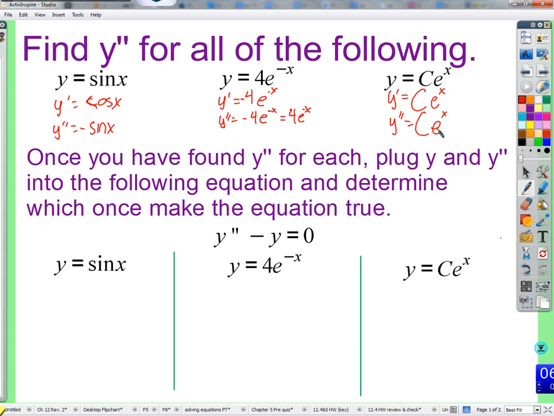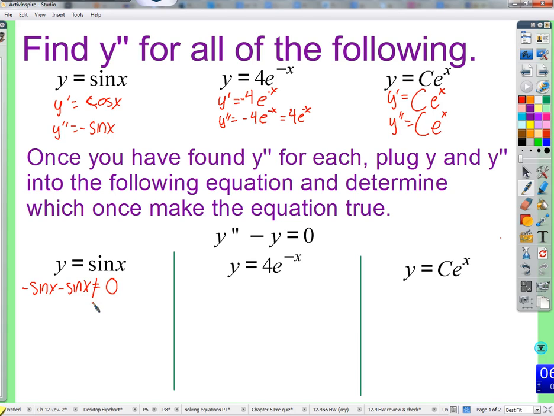Okay, then we plug in y double prime, which we just found, and y, which we were given, and see, does it satisfy the equation? So for y equals sine x, plug in y double prime, which is negative sine x, minus y, which is sine x. And does it equal 0? No. What does it equal? Negative 2 sine x. They're not equal. We'll talk about what that means in a second.